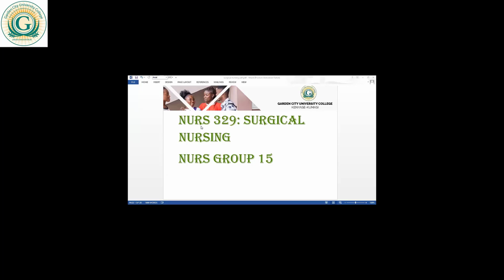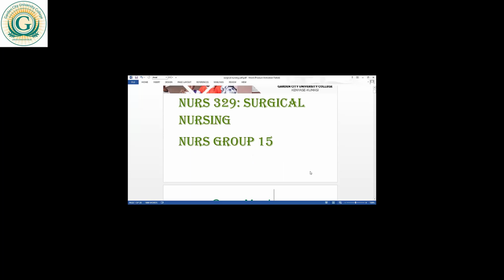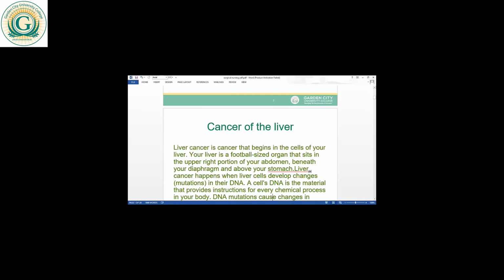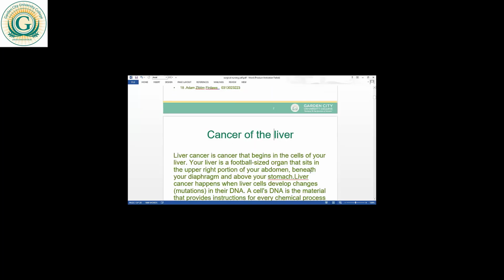Hello, good evening. This is Group 15 presenting. My name is Oponse Chebeneza. I'm presenting on behalf of Group 15. So with our topic, this is the list of group members. We are supposed to present on cancer of the liver.